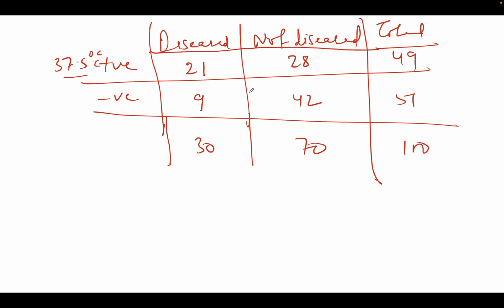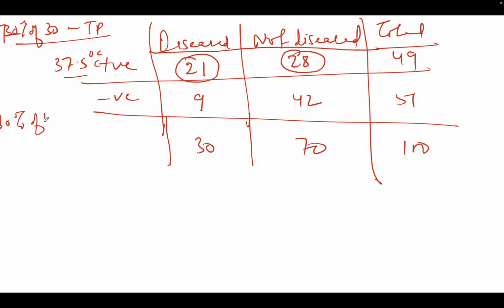How did we reach this 2 by 2 table? The information about 21 was given in percentage form: 70% of 30 were true positive, which was given in the question. And the information of 28 was also given: 40% of not disease, which is 70, were not diseased but are having temperature greater than 37.5, so that was 28, my false positive. So when I put all these values, I get this 2 by 2 table.